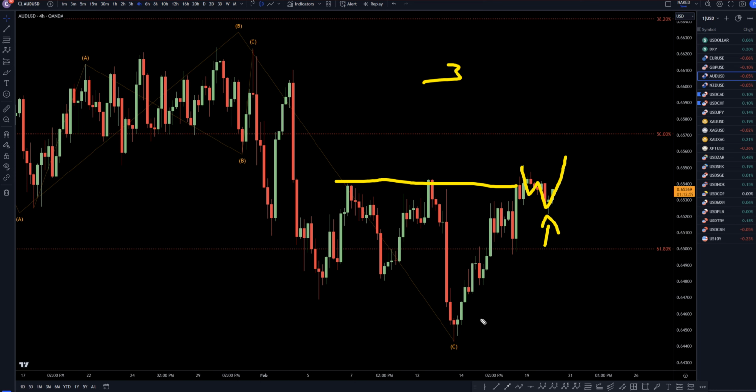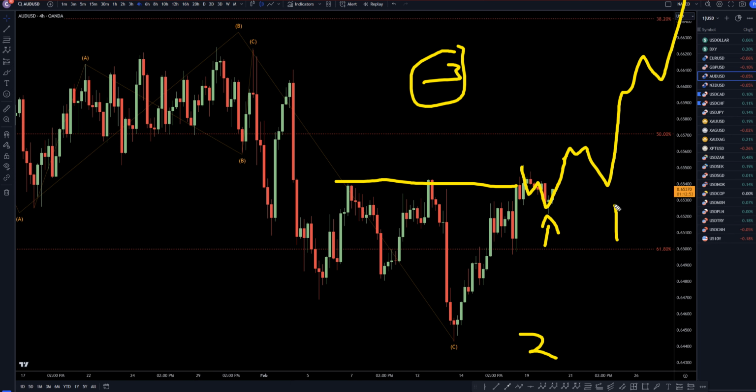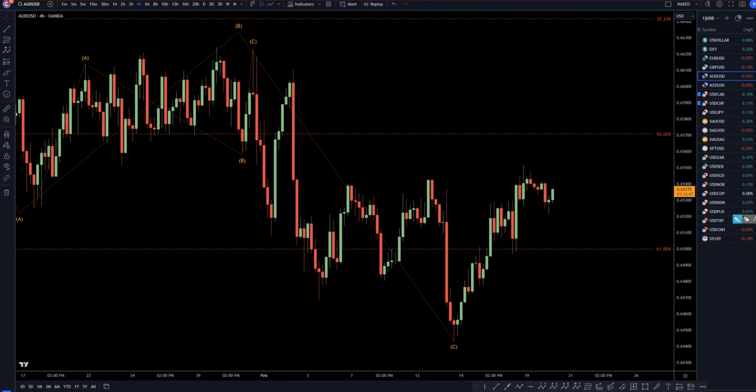And if this really is the end of a wave 2 and we really are in a wave 3 now, then we definitely want to continue to look for longs at the end of every single pullback that we see for the coming few weeks, maybe even few months, if this really is a wave 3.